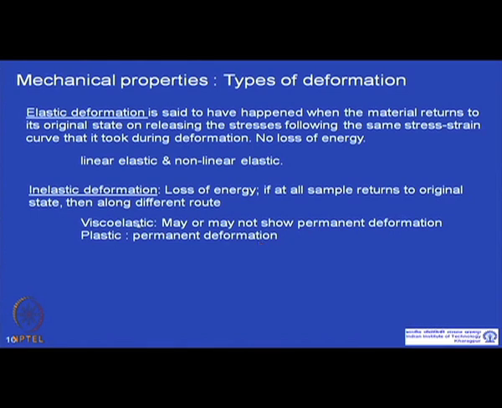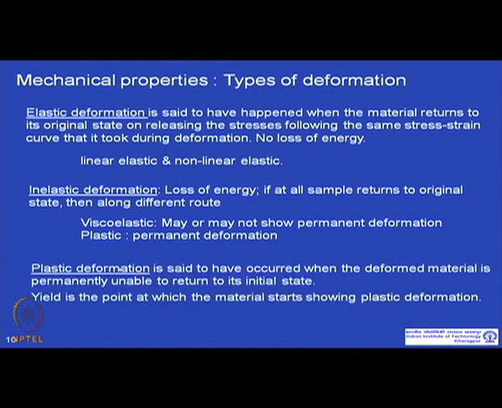It could be of two different types: viscoelastic, which may or may not show permanent deformation, and there is another type of deformation, plastic deformation, where permanent deformation happens. So, plastic deformation is said to have occurred when the deformed material is permanently unable to return to its initial state, and yield point is that where the material starts showing the plastic deformation.